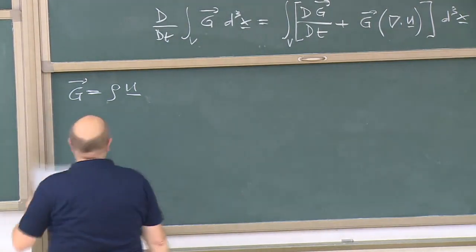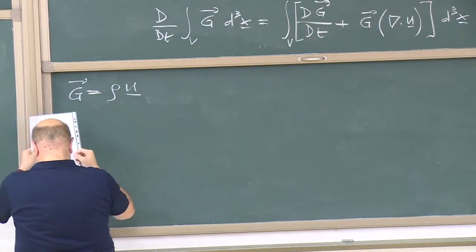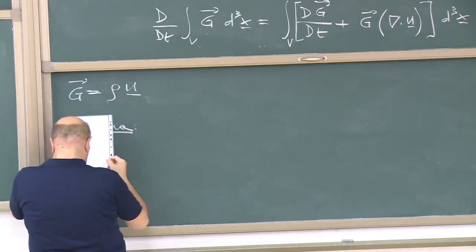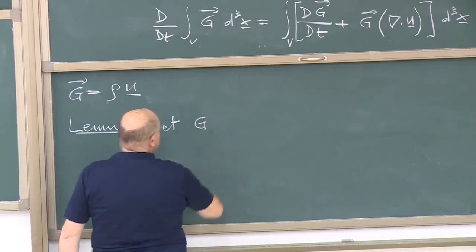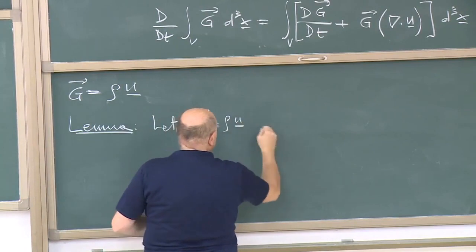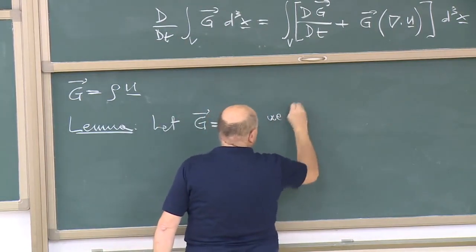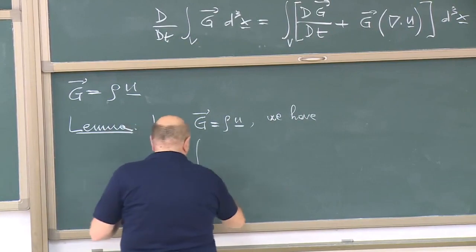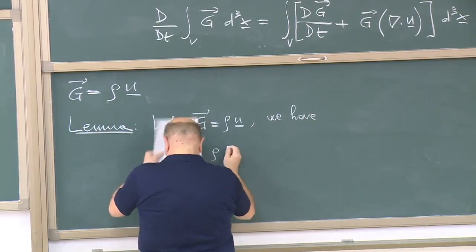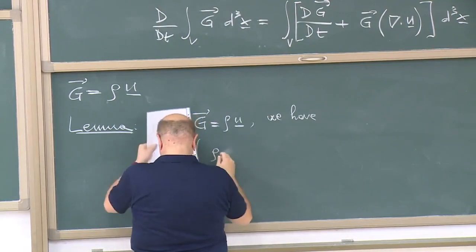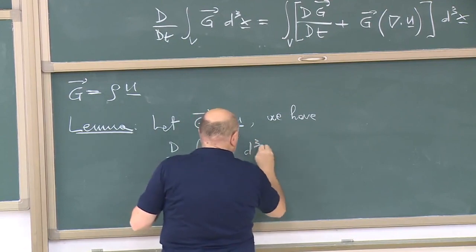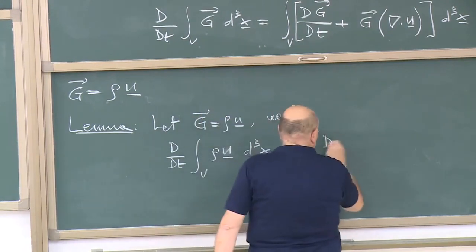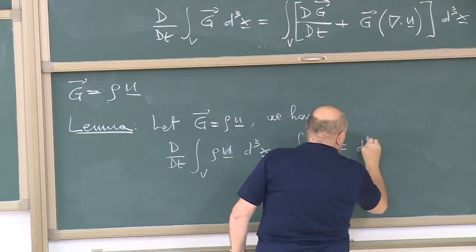Okay, so I'll do it in a moment, but first I want to show you something. So we have a lemma here, a little lemma that is the following. Let G be this rho u, then we have the following. We have the d dt of the integral over V of rho u in d3x is equal to the integral of rho du dt in d3x.